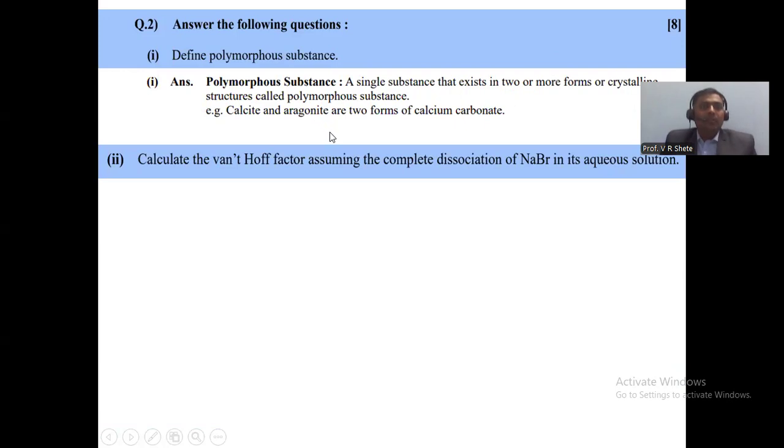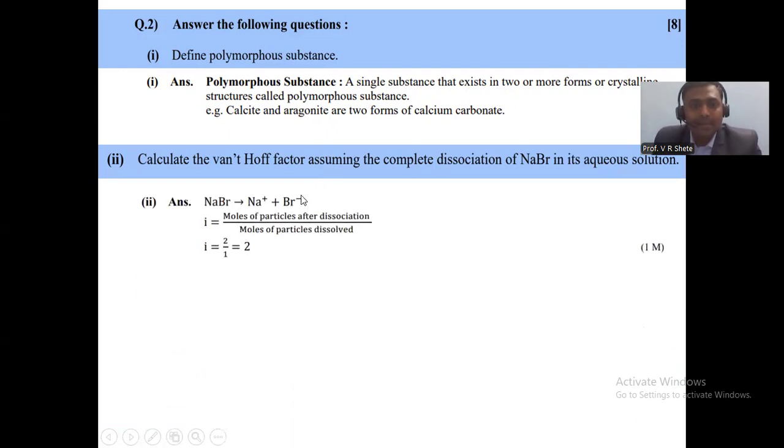Next is calculate the Van 't Hoff factor, from the electrochemistry question. Calculate the Van 't Hoff factor assuming the complete dissociation of NaBr. So how will NaBr be dissociated? NaBr will be dissociated as Na plus and Br minus. And what is the Van 't Hoff factor? Van 't Hoff factor is i, the number of moles of particles after dissociation divided by the total number of particles dissolved.